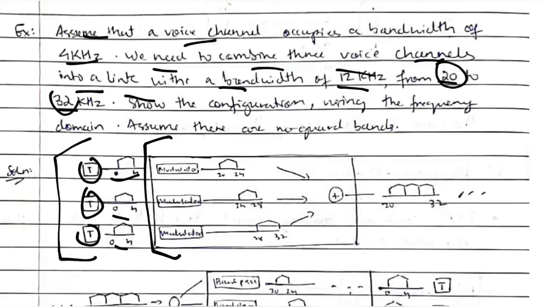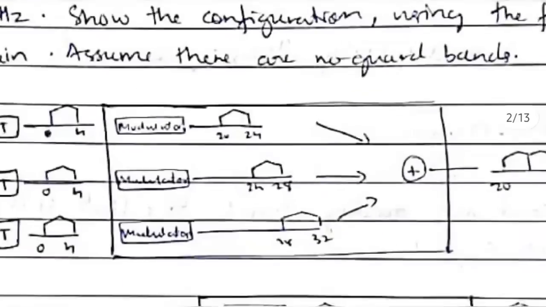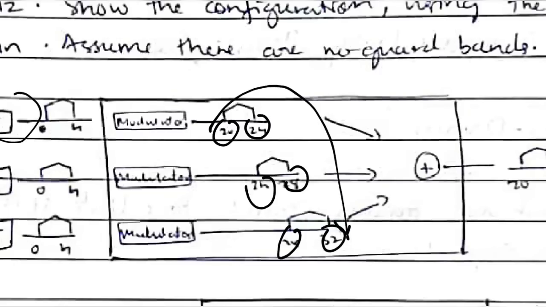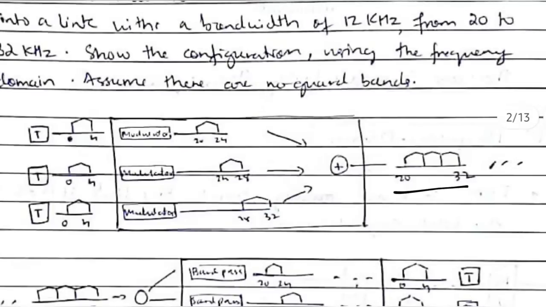From 20 to 32 it is 12 kilohertz, right? So that will be divided as follows: the first bandwidth will be from 20 to 24, the second one 24 to 28, and the third one 28 to 32. So 20 to 32 will all be utilized, and that will be sent to the bandwidth here.